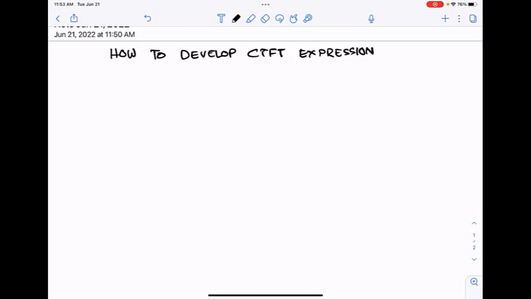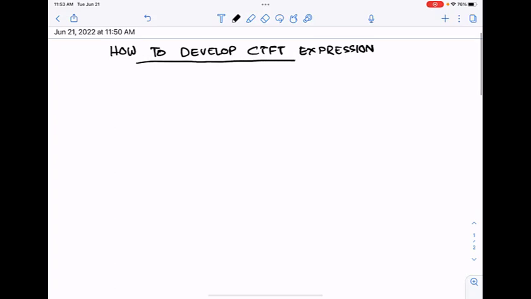Okay, now we're going to look at how to develop the CTFT expression. We call it an expression because that's what it is. It's some clever manipulation that we're going to do to the Fourier series equation so that it will apply to a case where the period is not finite and in fact infinite.